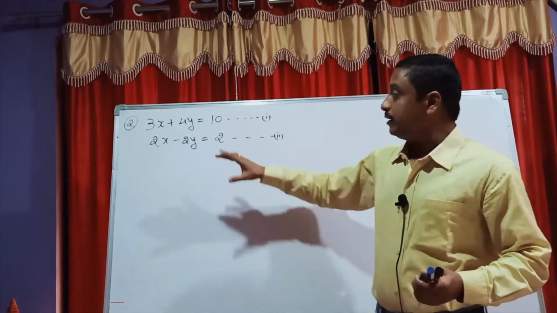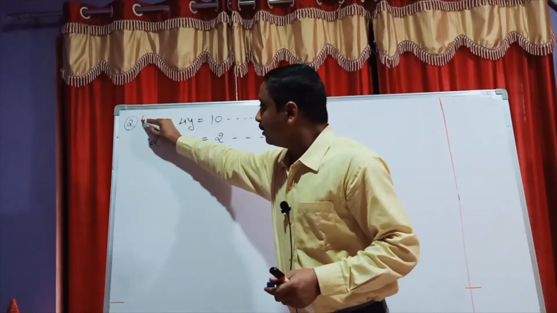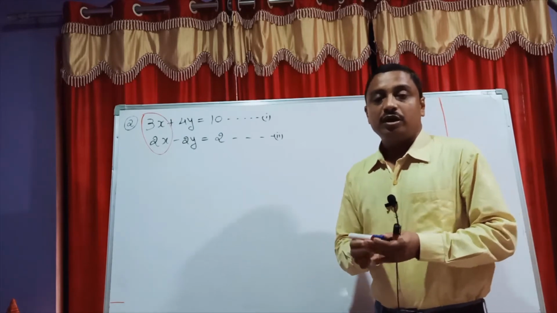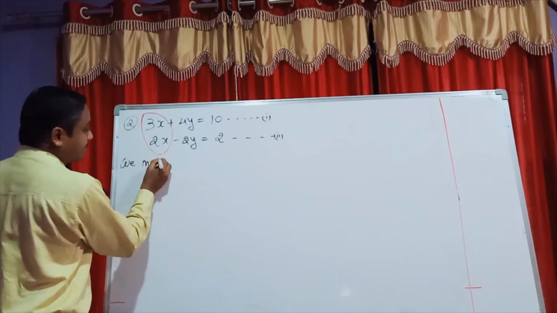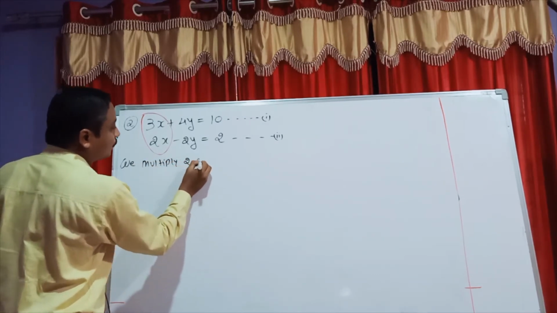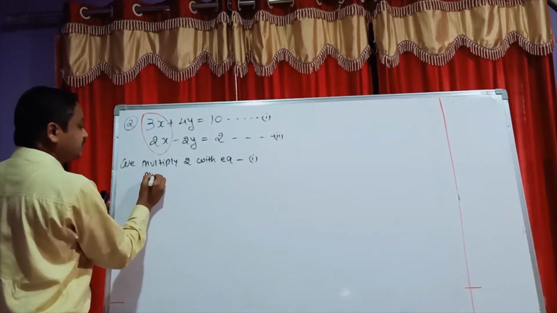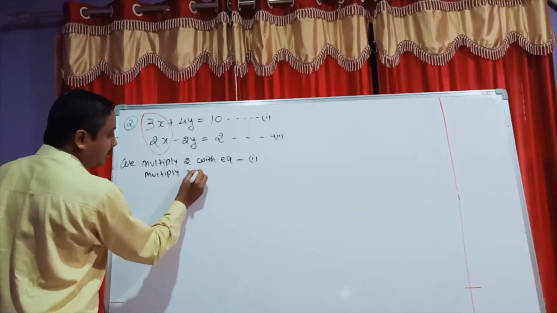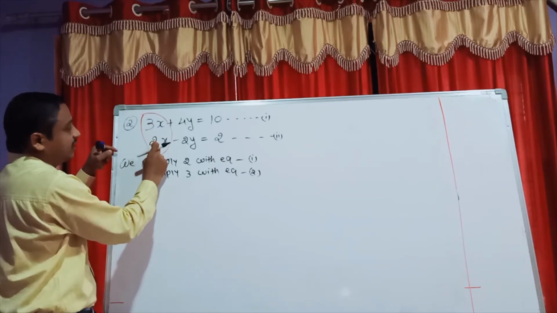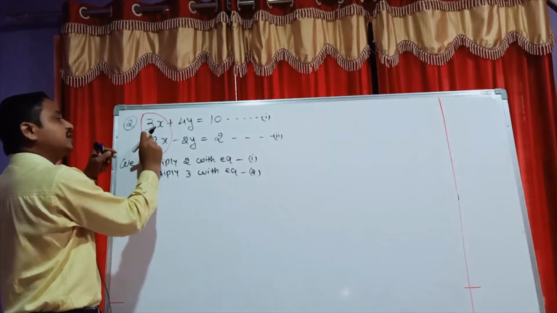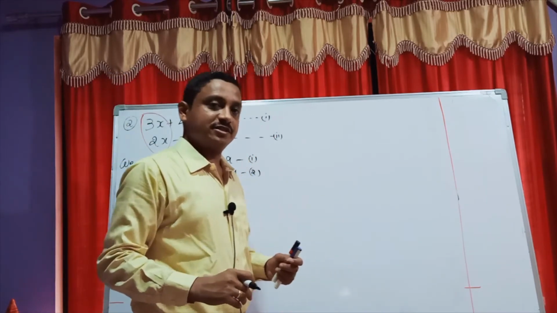So as you decide, you can eliminate the y value or eliminate the x value. Students, here I am again taking the x value to eliminate, so you better understand this method. So we multiply 2 with equation number 1 and we multiply 3 with equation number 2. Check here, when these two multiply, it is 6, and when 3 multiplies, this is also 6. Both values, 6 and 6, easily cancel.